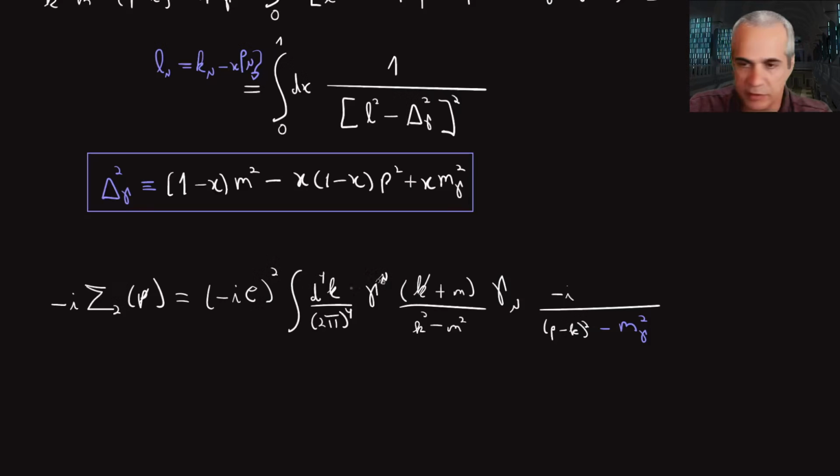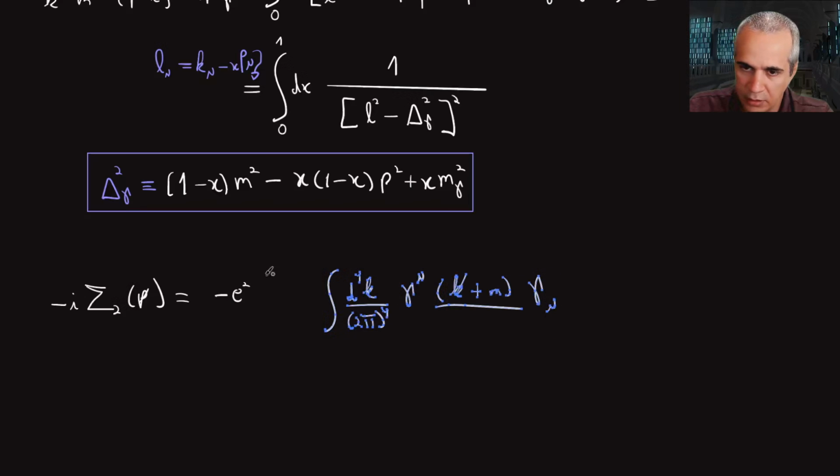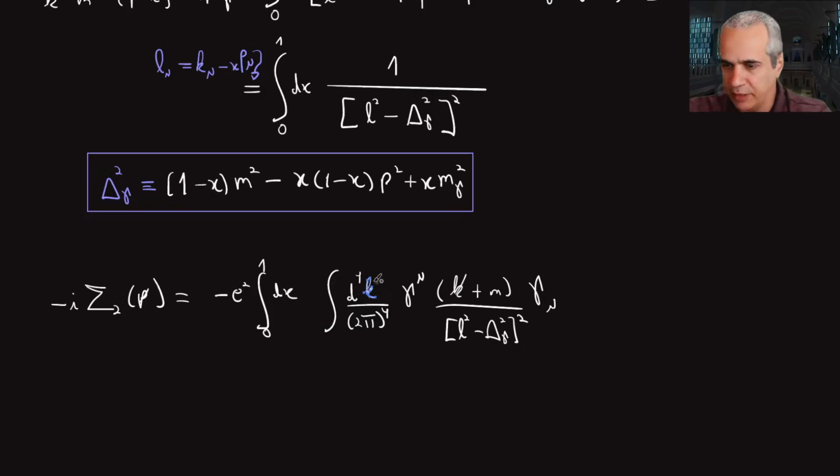There's a bunch of powers of i here, there's an i here, i squared there, that all amounts to just minus e squared, right? These numerators I have Feynman parameterized, so I can put an integral dx from 0 to 1 out here, and l squared minus delta gamma square right here, right? And that has become dl.